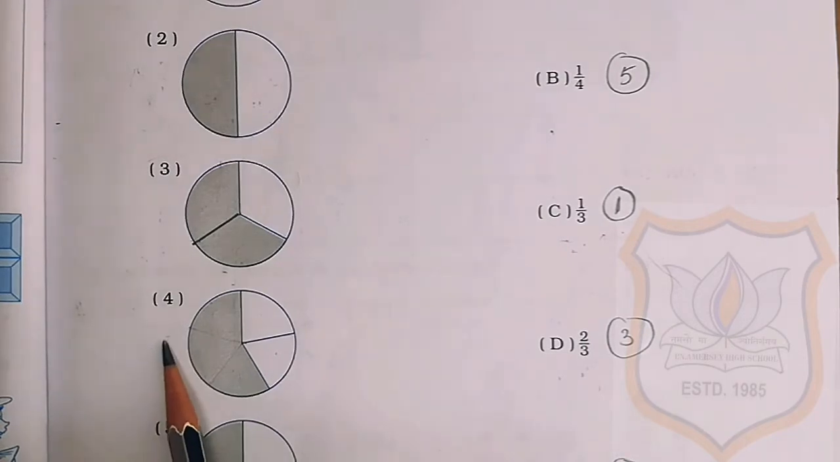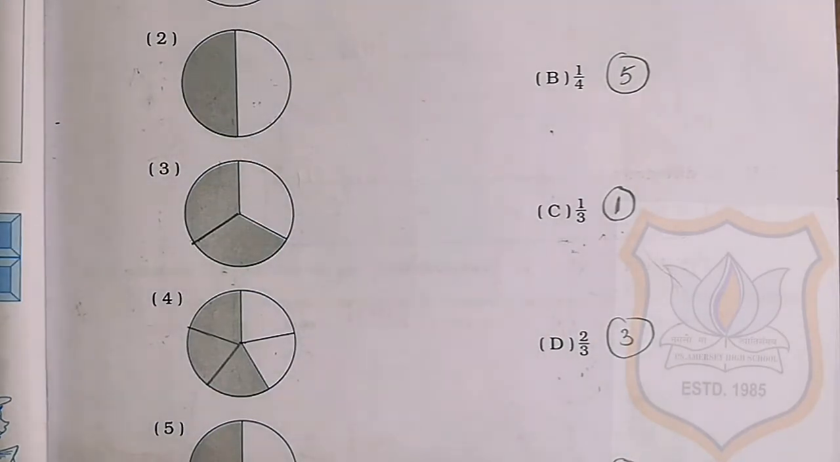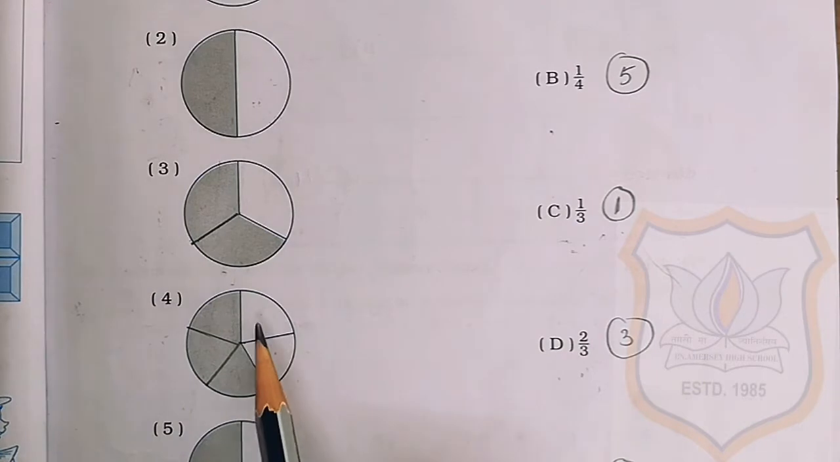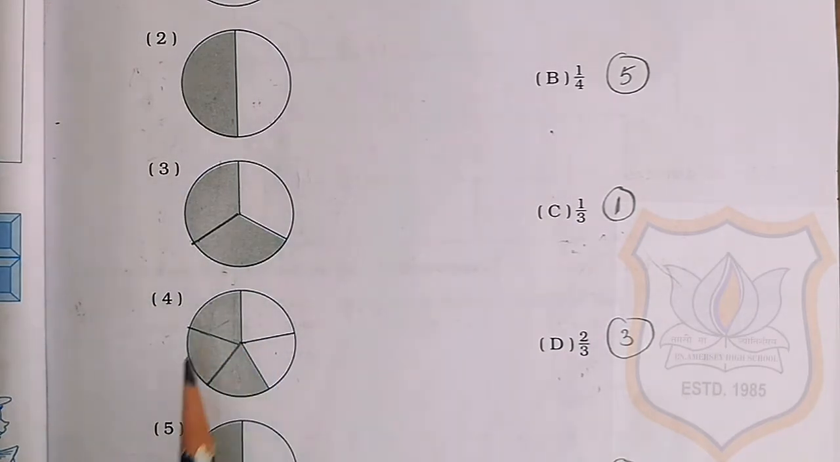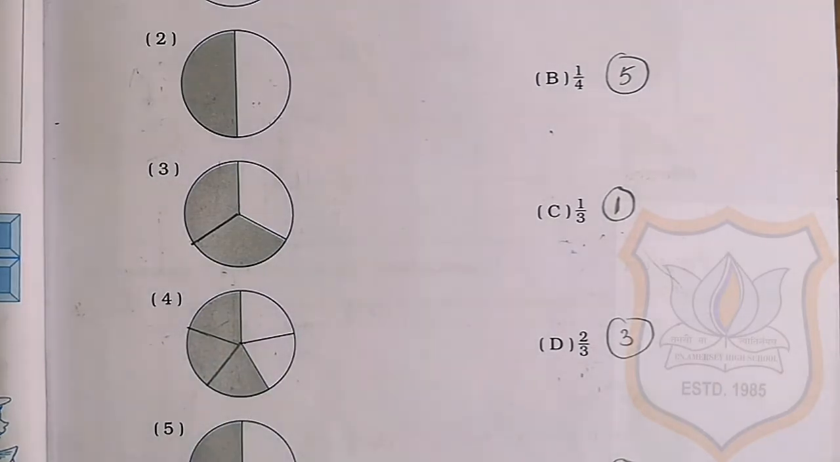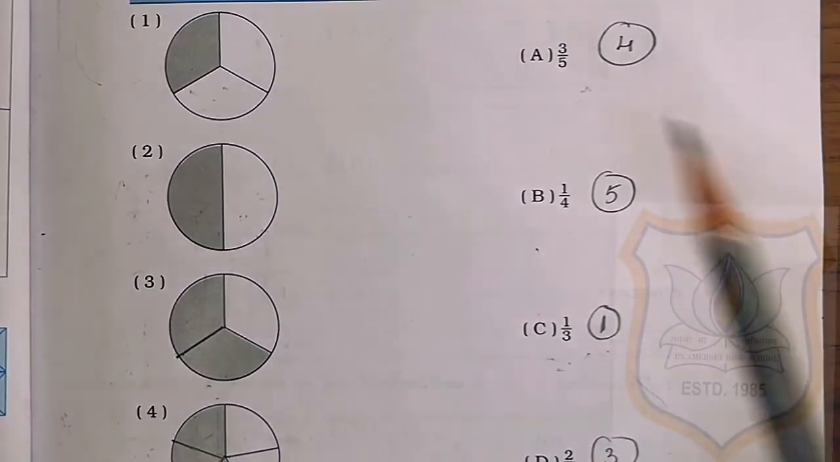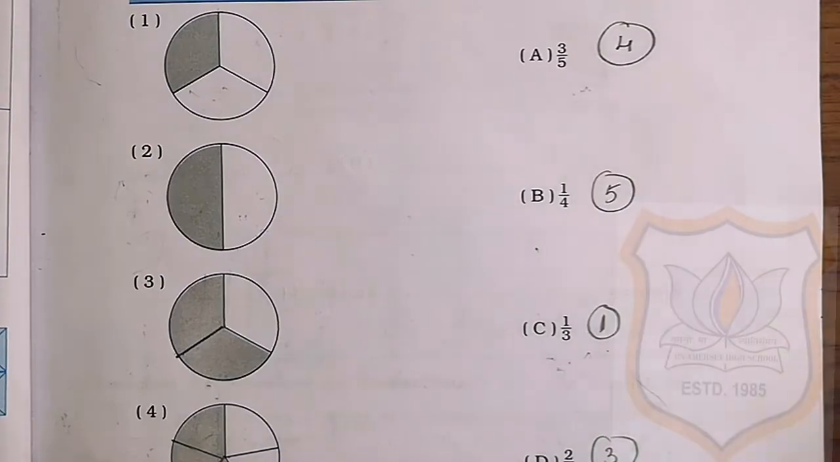Now fourth one, here also in the figure the total parts are not drawn. So first we will draw the total parts. So now first we have to count the total parts 1, 2, 3, 4 and 5. Here the total parts are 5 and the shaded parts are 1, 2 and 3. So in the numerator we will write 3 and in the denominator we will write 5. So we will match this 4 with this A, that is 3 by 5.